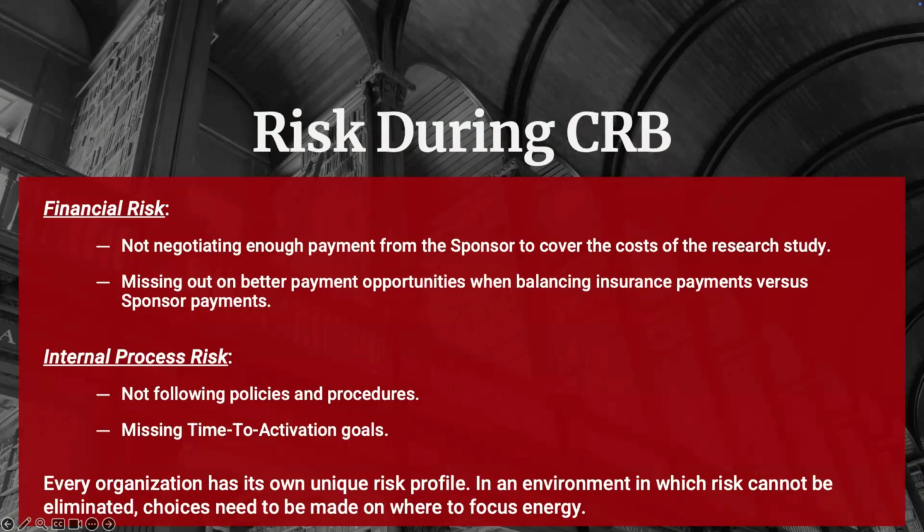So there are those financial risks to take into account as well, outside of the legal risks that you want to think about when you are putting together a coverage analysis, and particularly when you're negotiating a budget. And there are also internal process risks, and these don't generally rise to the level of legal risk or financial risk. But there is risk to not following policies and procedures. You want things to be done in an orderly way, and you want things to be done in a way that is replicable across the organization. And also internal process risks, missing timed activation goals. We would include that in these process risks.